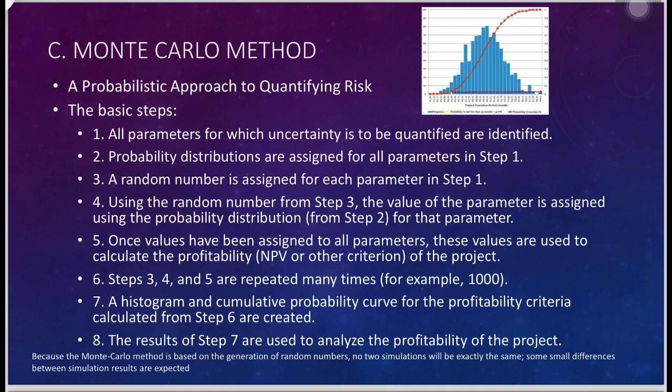Usually this is the minimum. Then a histogram and a cumulative probability curve for the profitability criteria is calculated from step 6. Okay, so we will make the histogram, and then the results of step 7 are used to analyze the profitability of the project. Since the Monte Carlo method is based on the generation of random numbers, no two simulations will be exactly the same. Some small differences between simulation results are expected.